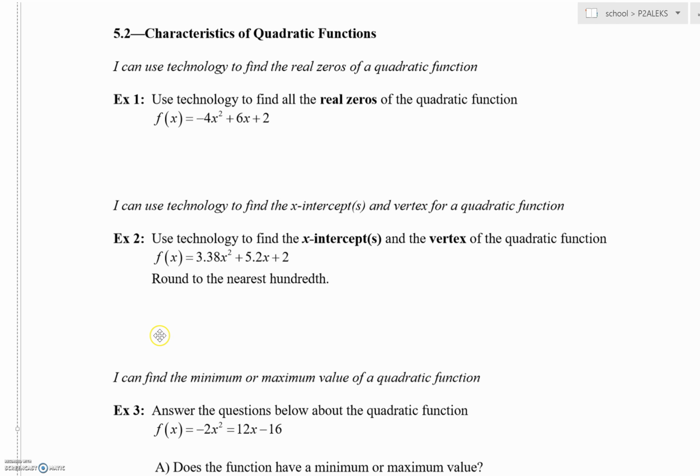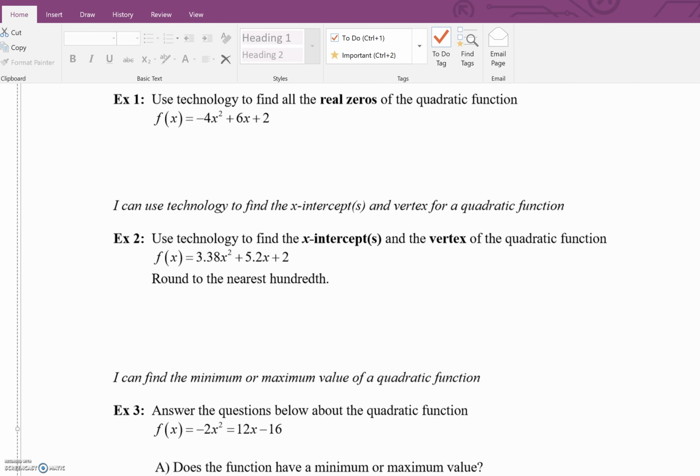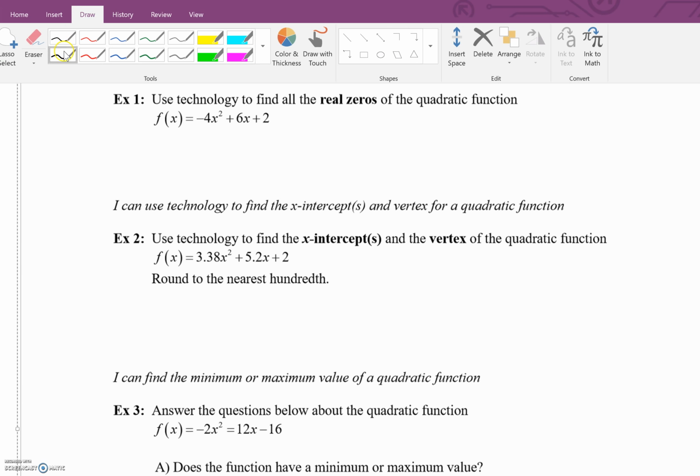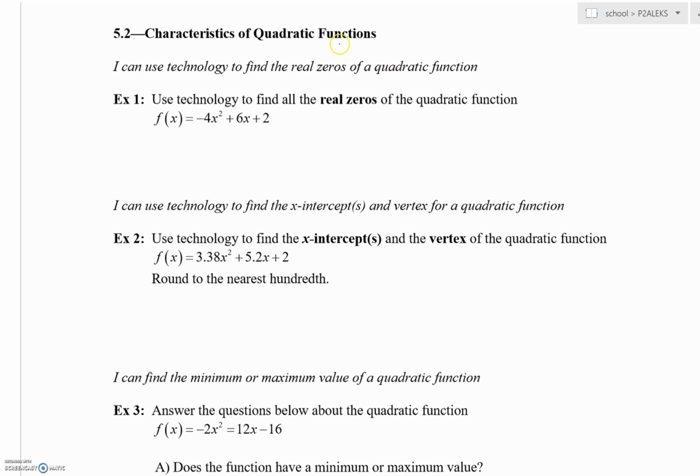Algebra 2, we're in a new chapter, Chapter 5, and we're doing Lesson 5.2, Characteristics of Quadratic Functions, Characteristics of Parabolas. So as we can see our learning target, I can use technology to find the real zeros or the real x-intercepts of a quadratic function. We're going to use a website to help us out.